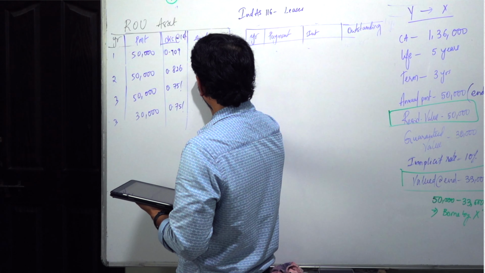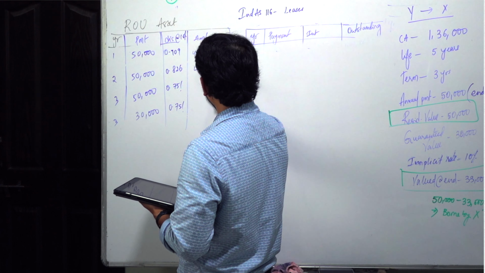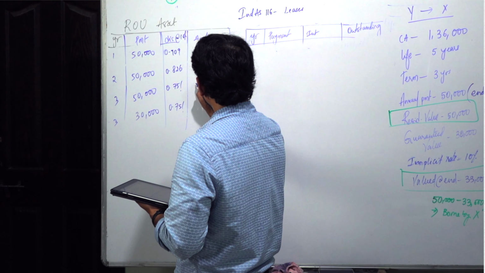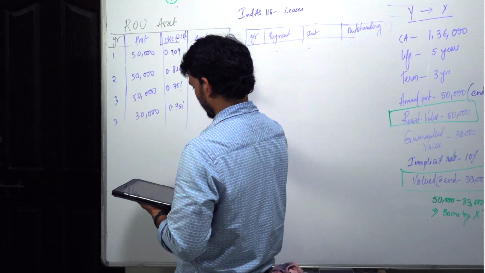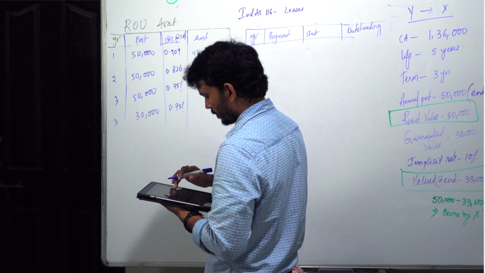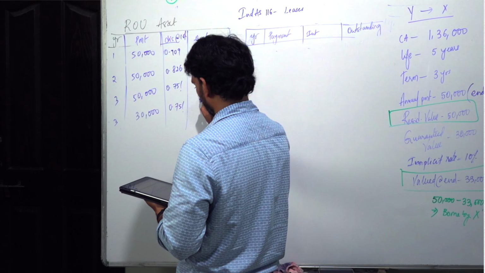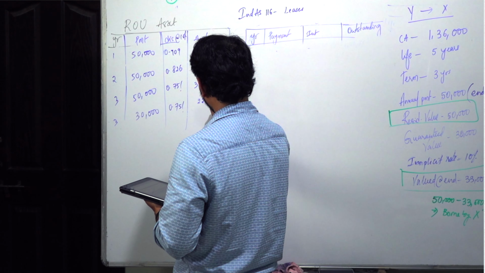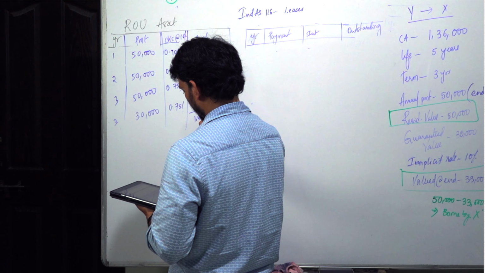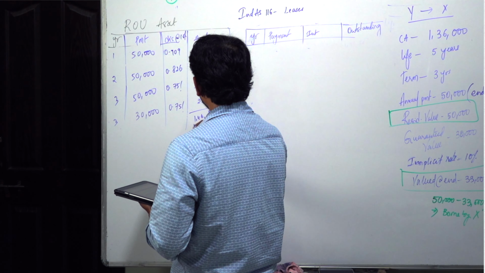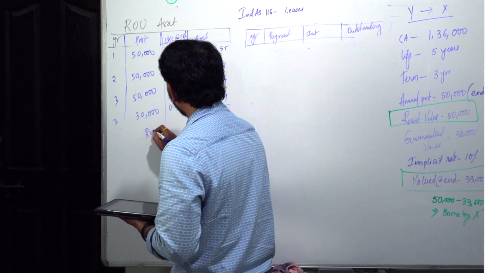45,454.55, 41,322.31, 37,565.74. This calculation I am sure you will be able to do, so no need to spend time and waste energy here. So the total coming together is 1,46,882, which is my ROU asset.